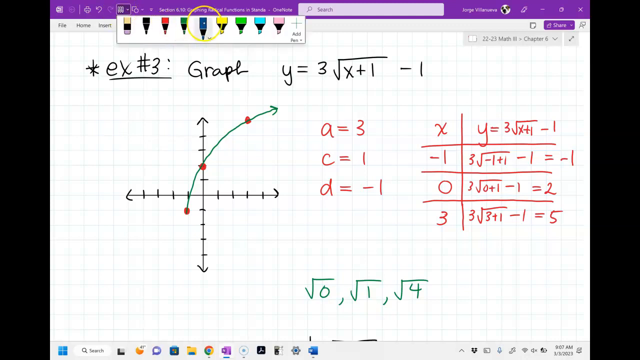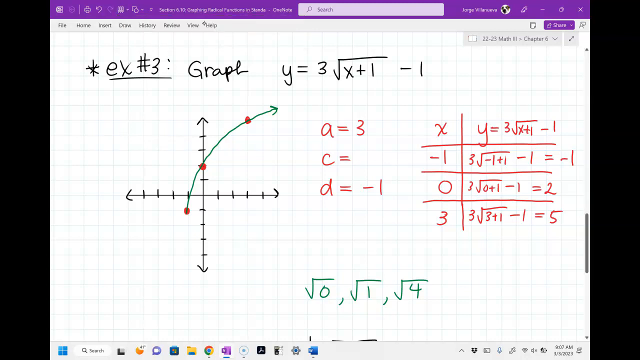Did anybody catch it and not say anything? Because my C is actually -1. It's a -1. I put +1 because that's what it looked like, but it should be the opposite sign.